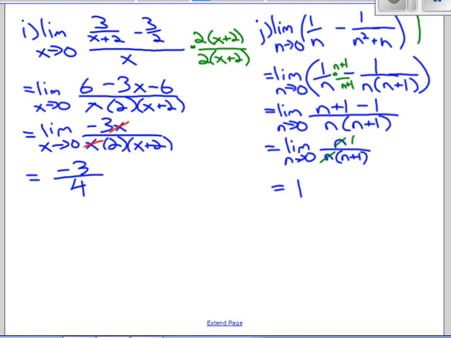Okay, moving on to number 2. We've got the limit as x goes to 0 of x to the 4th cos 2 over x. Obviously, we cannot substitute in 0 because that would be cos of undefined. And it's a show that question. So I've already given you the answer is 0. But we need to show that that's true.